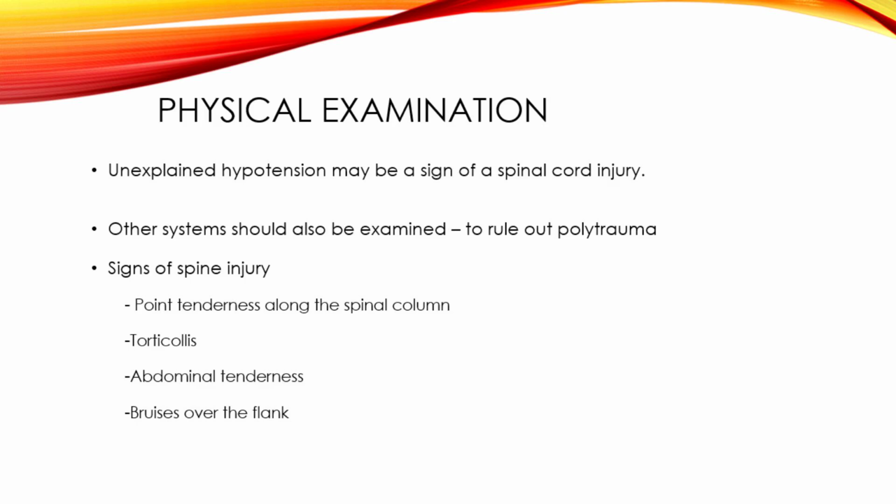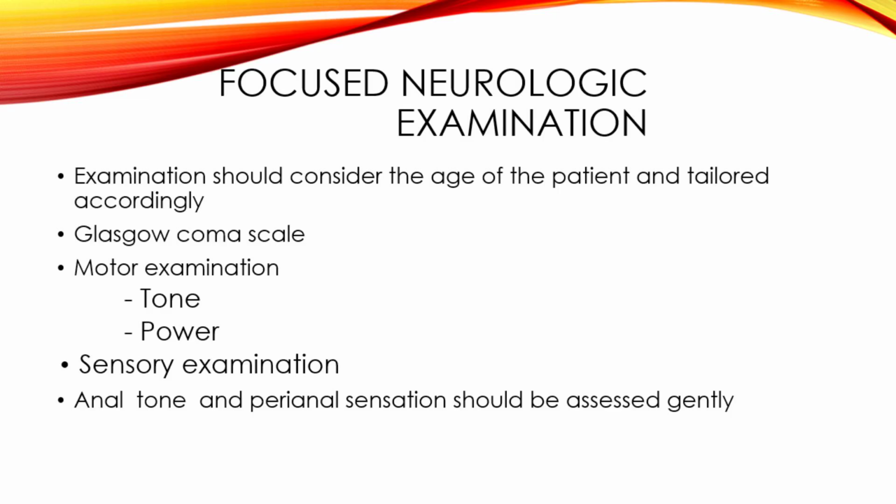Signs of spine injury: point tenderness along the spinal column, torticollis, abdominal tenderness, and bruises over the flank. Anal tone and perianal sensation should be assessed gently, even in a small child. The presence of rectal sensation may indicate an incomplete spinal cord injury, even when there is no lower extremity movement.